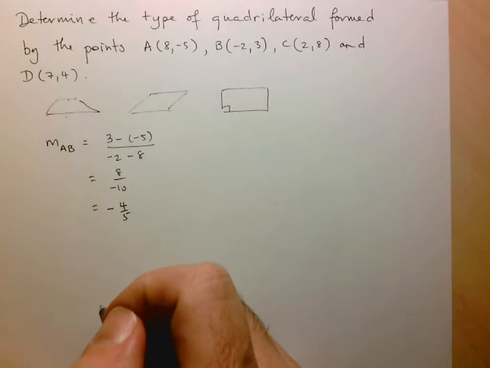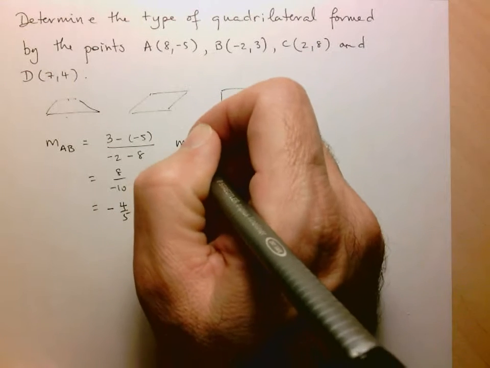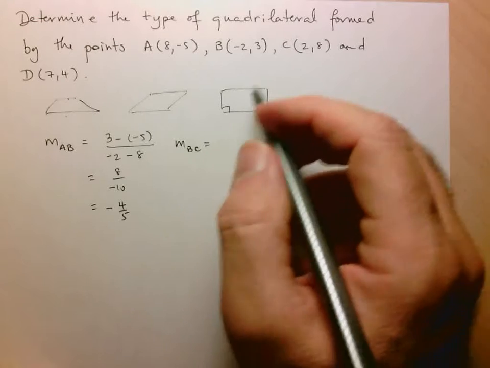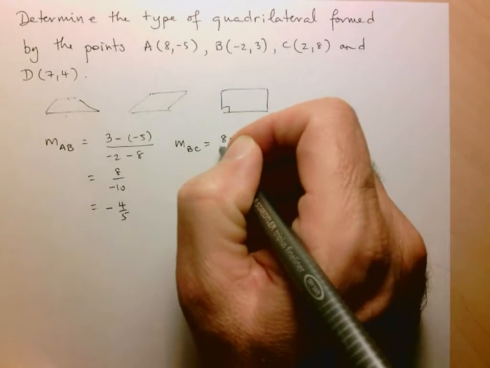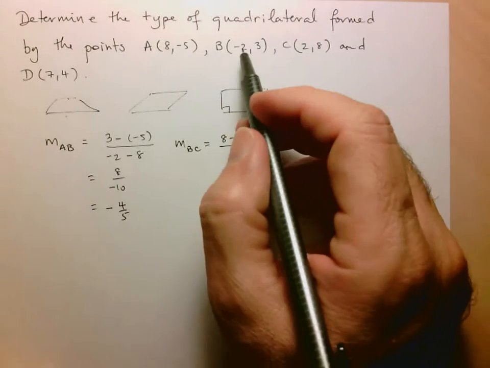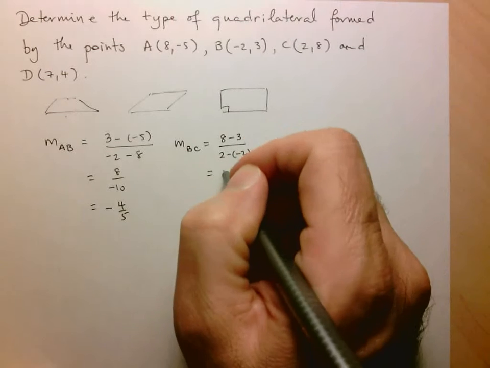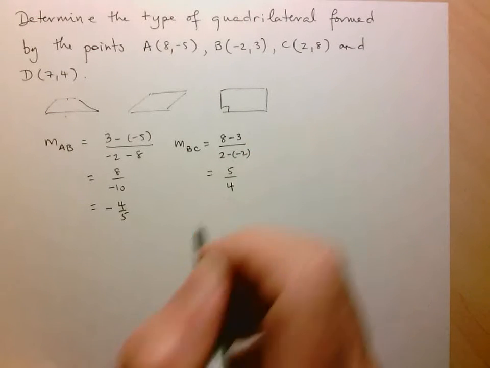Let's move on now to the next line, BC. Let's use our slope formula: y2 minus y1, so 8 minus 3 over 2 minus negative 2. So 8 minus 3 is 5, and 2 minus negative 2 is 2 plus 2, which is 4.